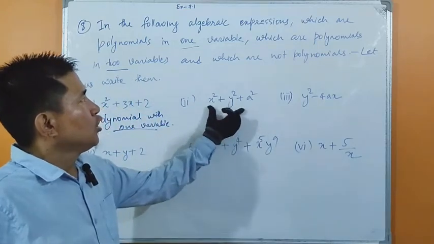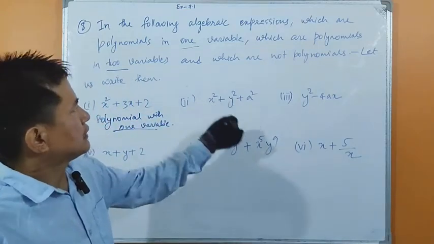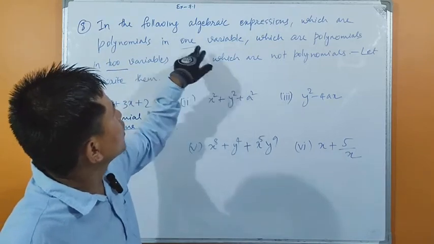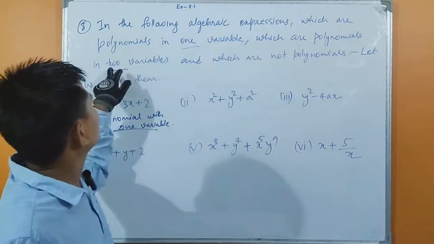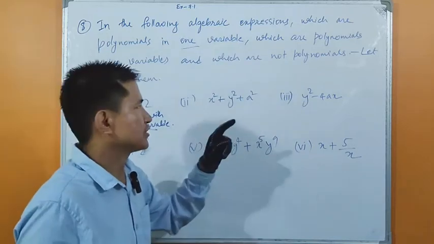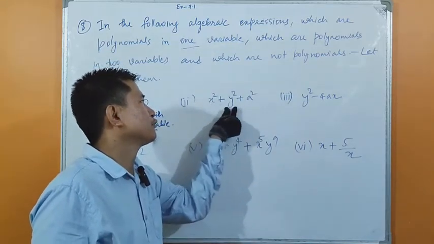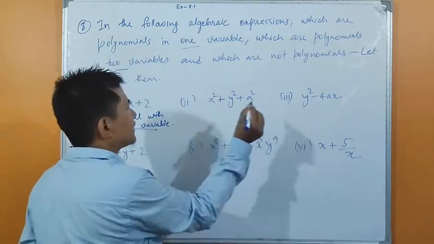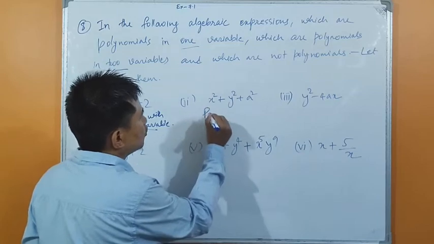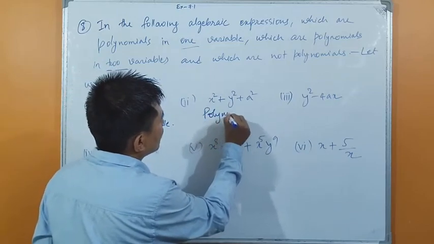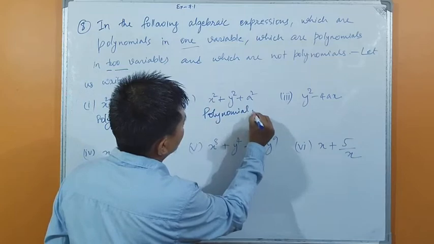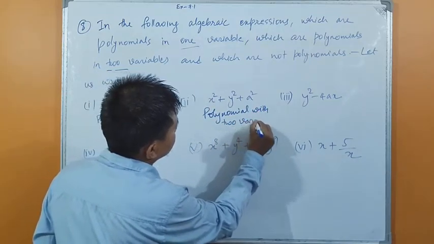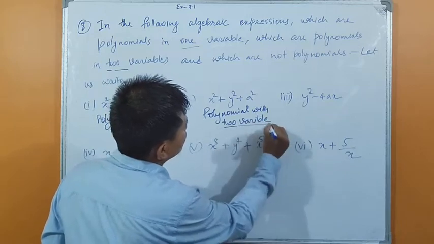Now our second duty is, we are asked to write whether this polynomial is a one variable polynomial or a two variable polynomial. This is a two variable polynomial because we have two variables x and y, taking a as constant. Taking a as constant, we have a polynomial with two variables.